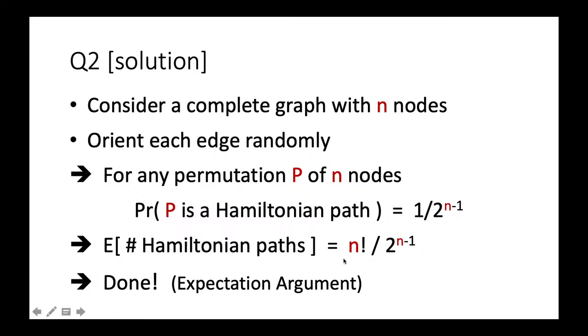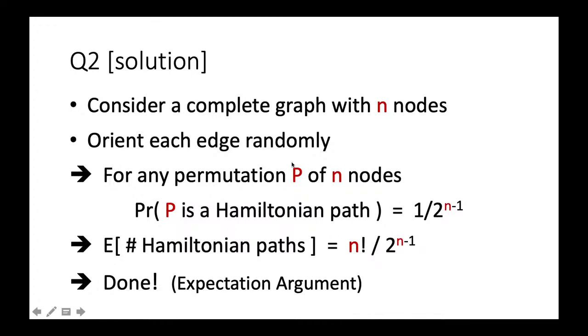Now, because for a randomly selected graph the expected number of Hamiltonian paths is equal to this value, by the expectation argument, we know that there must be a certain object that has the number of Hamiltonian paths greater than or equal to this value. And similarly, we have a certain object with the number of Hamiltonian paths smaller than or equal to this value. So this is the so-called expectation argument. Once this is done, then we are okay.